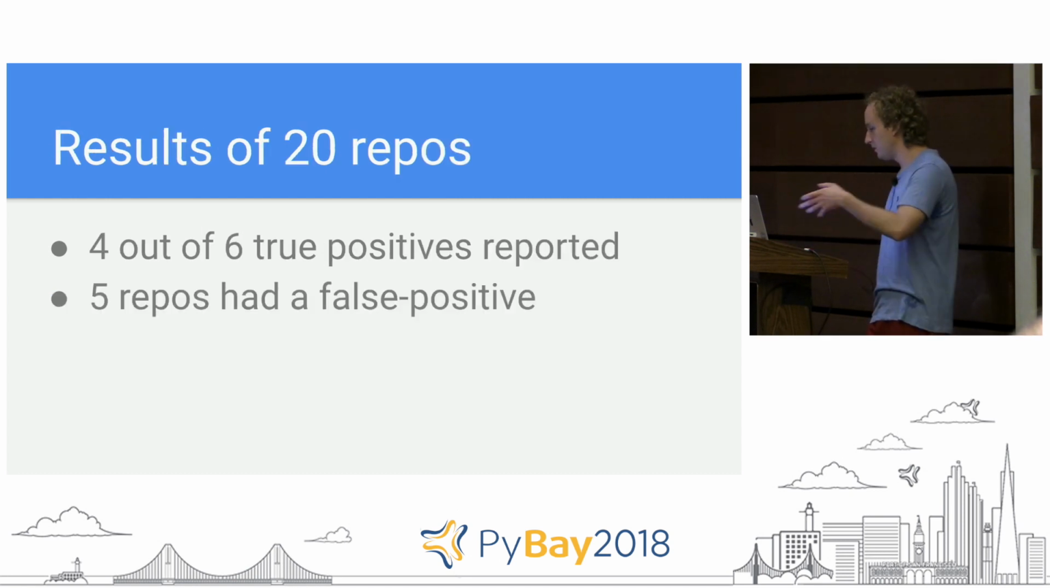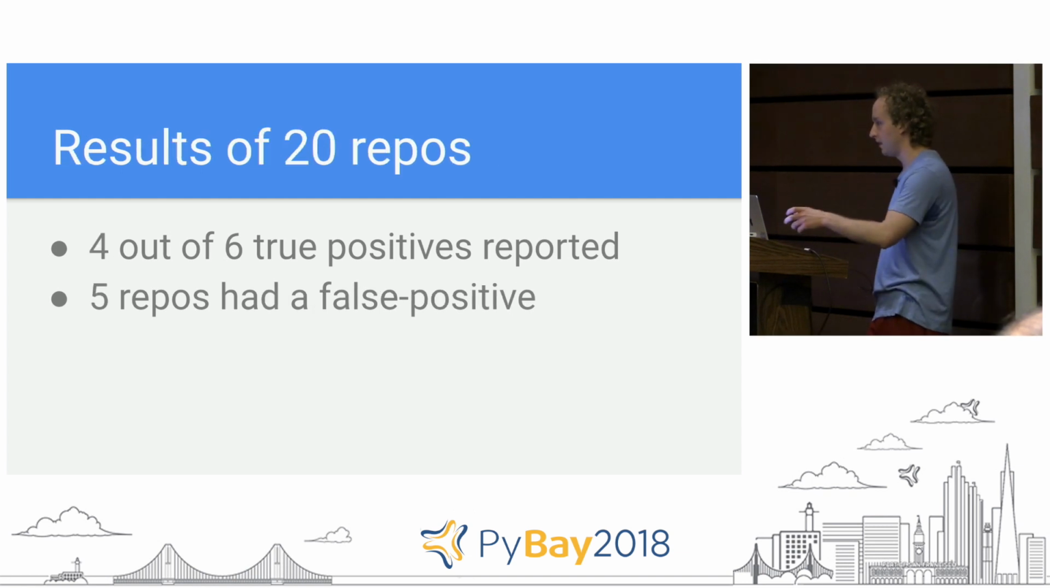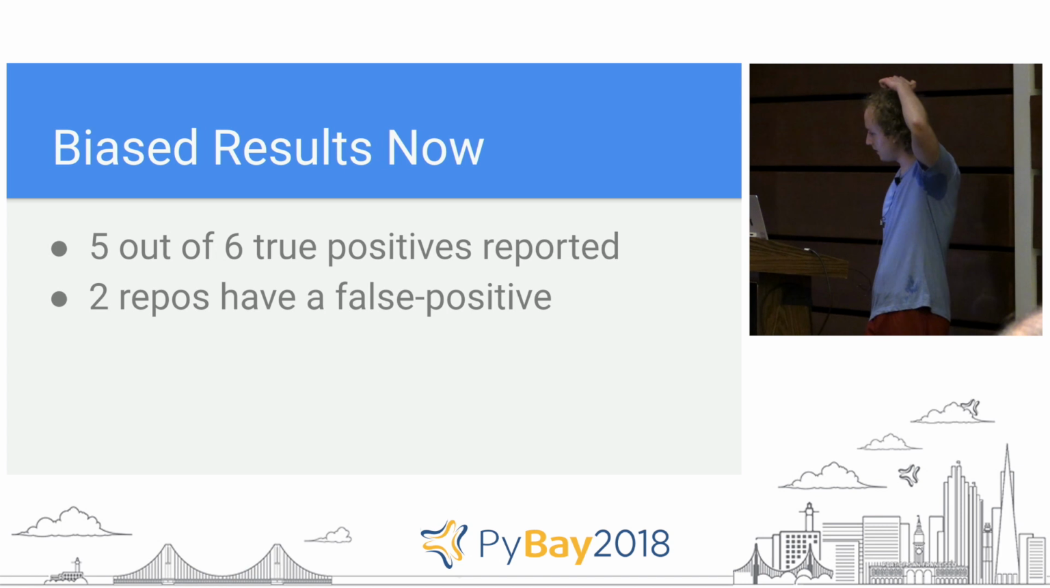Out of the 20 repos, 4 out of 6 true positives were reported. This evaluation was run last November, so there were certain expressions we weren't handling. And there were 5 repos that had a false positive, mostly due to us not having a good mapping between, like, url_for and os.path.join type stuff. So now it does 5 out of 6.